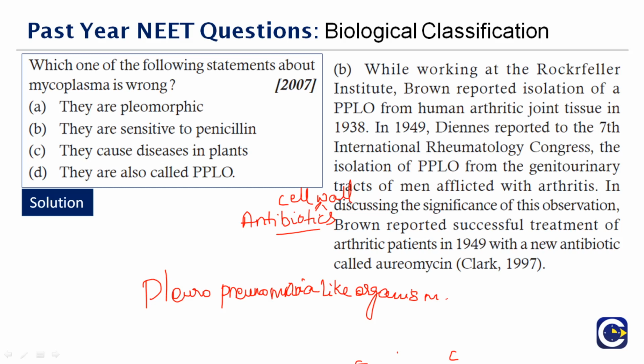Aureomycin. So this particular mycoplasma, if you see, they are pleomorphic, they cause disease in plants, and they are also called PPLO. The one thing that is wrong about them is they are not sensitive to penicillin. Therefore, the correct answer is option B.